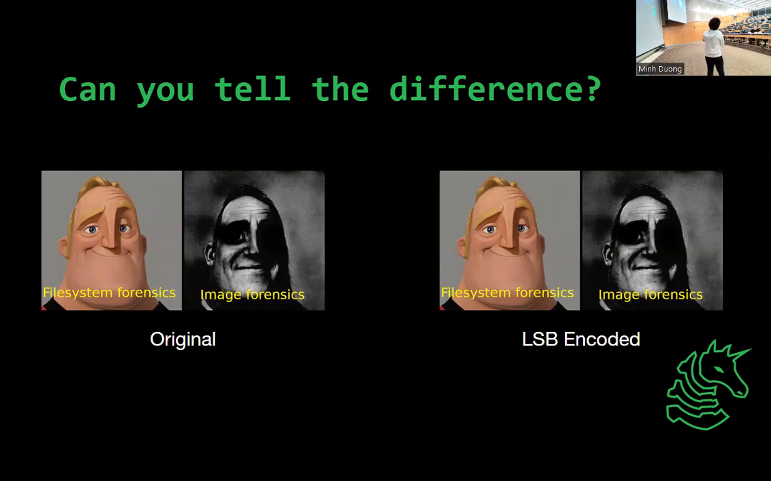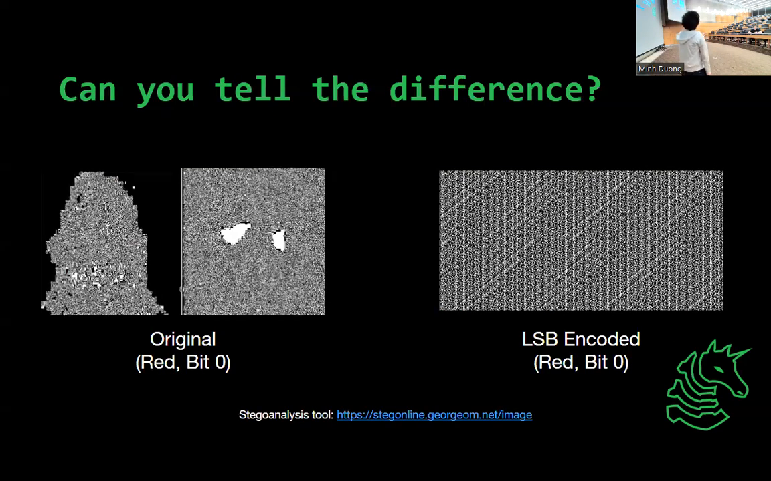But if you use statistical analysis, here, this is viewing only the least significant bit of red. You can see the shape of Mr. Incredible, and it's all random except for the shape of his head because there are no red values behind him. It looks reasonable for an image with a lot of background and noise. And here you can see it's a very constant pattern.